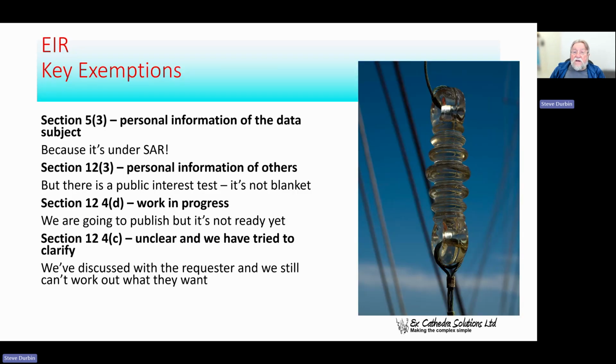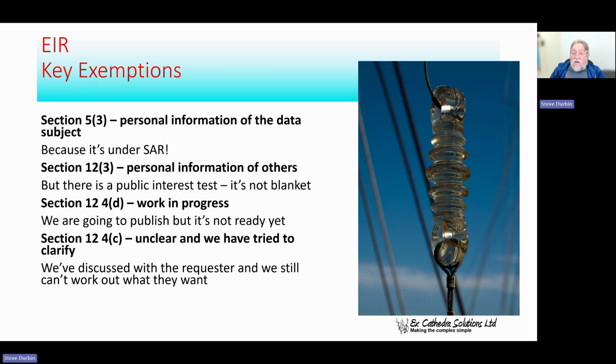So, EIR key exemptions. Obviously, EIR also excludes personal data of the data subject, but it also excludes personal data of others. But again, there's a public interest test. It excludes work in progress. That's where you're going to publish something, but it's not ready yet. You can't delay for a very long time, but what you can do is say that you're going to hold this for a bit because you're going to be publishing it next month, that sort of thing.